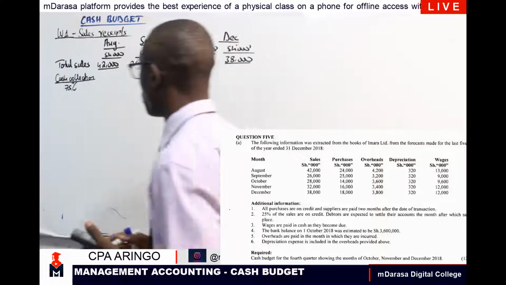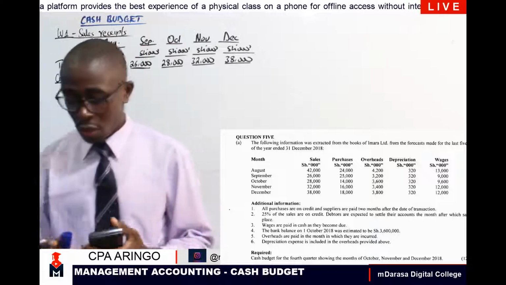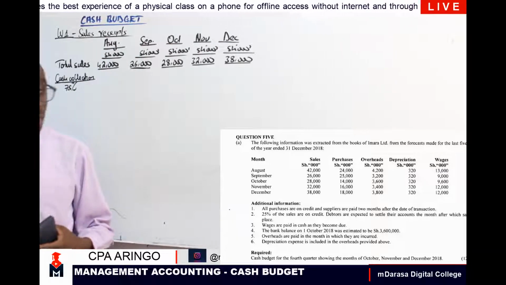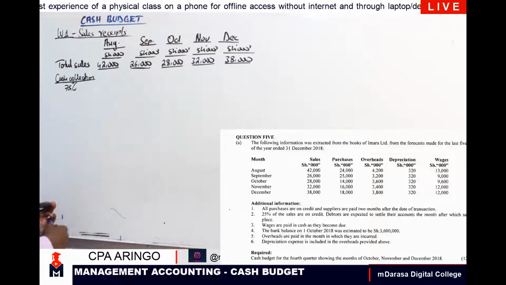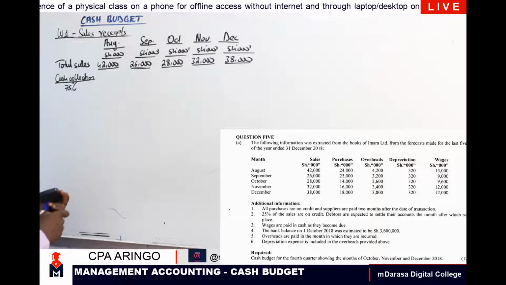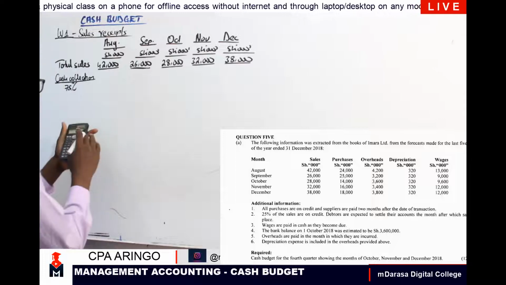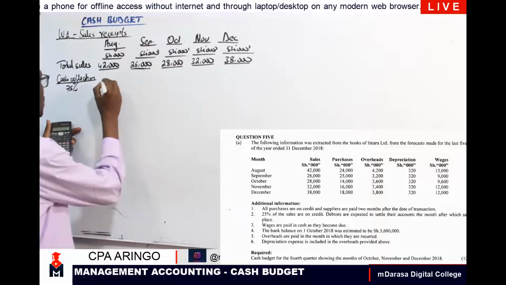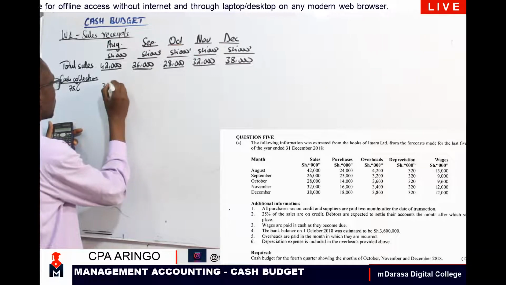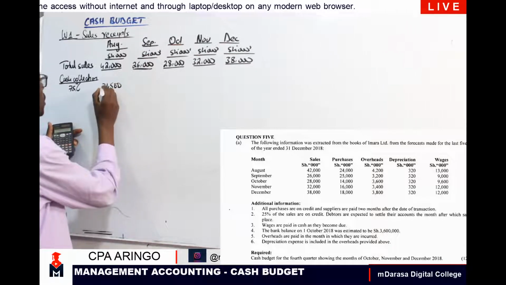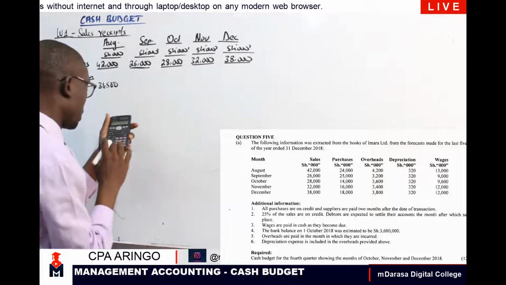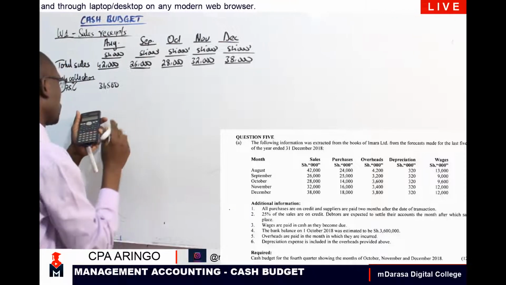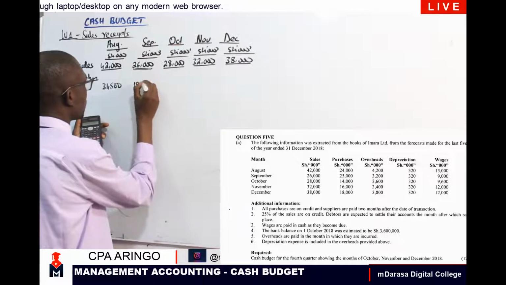So you need to consider our cash collection, so cash sales. We are talking of 75%. That is to say, August, 42,000 by 0.75, which should give us 31,500. In September, 26,000 times 0.75, that should give us 19,500.